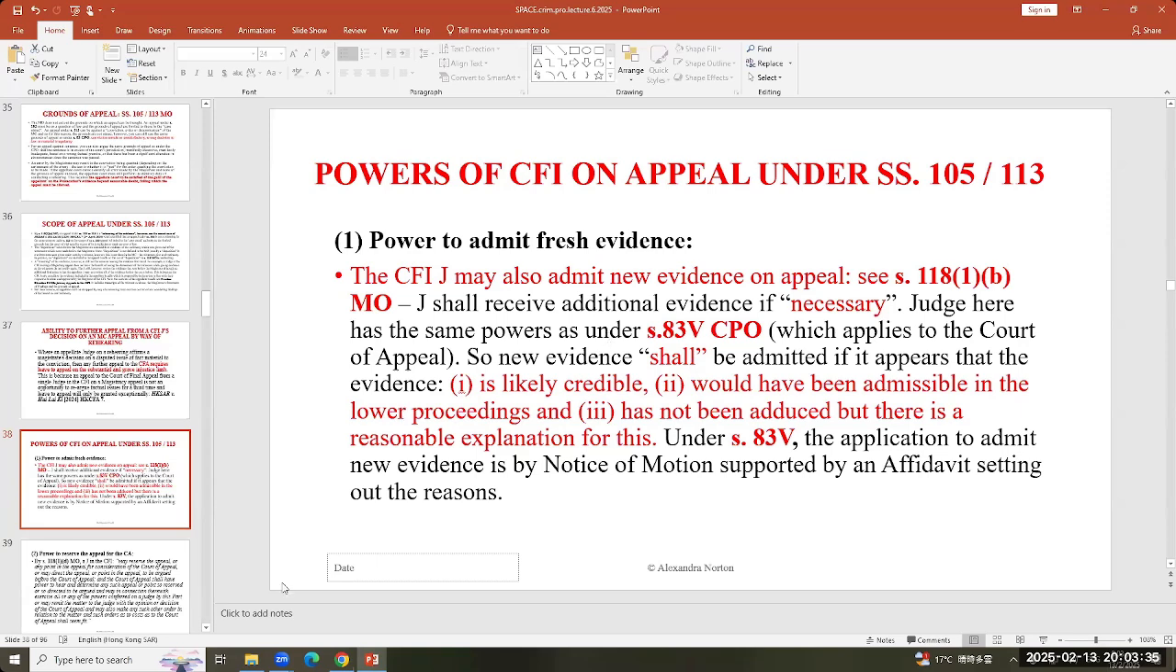And you have to apply to admit it by notice of motion supported by an affidavit, which sets out your reasonable explanations why this evidence wasn't introduced originally. So it isn't a given, right? You don't have the right to introduce fresh evidence on appeal. You have to persuade the court that there are good reasons for its introduction.